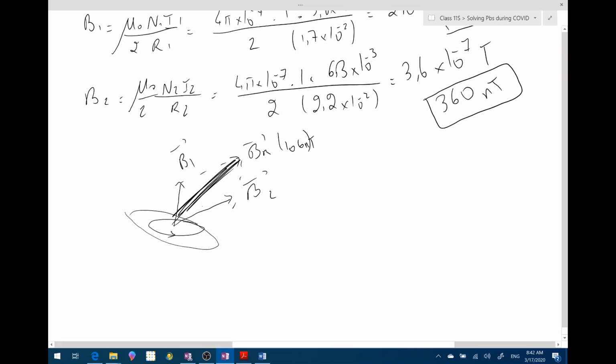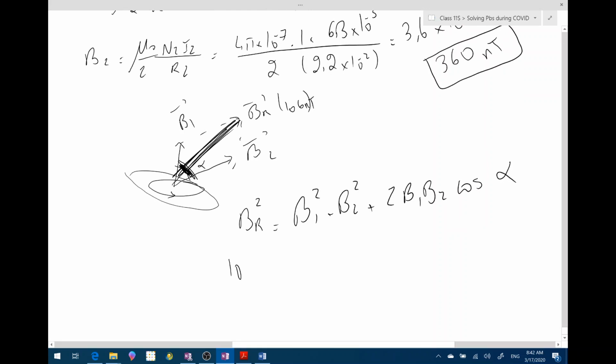According to through what angle? This is what they care about. This angle, let's call it alpha. According to the cosine rule, BR squared equals B1 squared plus B2 squared plus, this is the adapted one once again, 2 B1 B2 cosine of this angle, let's call it alpha.